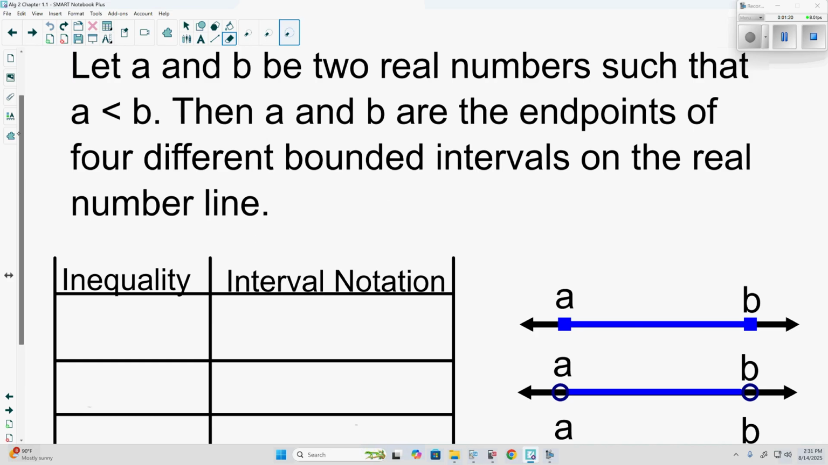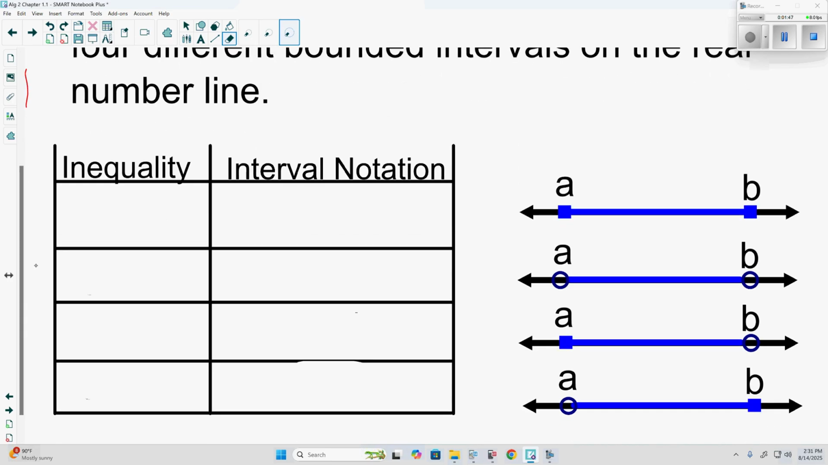And we use this A and B so that I can define any bounded interval. Any 2 points where one's to the left, the other's to the right. And that's really all it's saying. We have 2 points, one's to the left, one's to the right, and it's going to be everything in between. Because then A and B are the endpoints of 4 different bounded intervals that we could have. We use these letters to define any situation that we could possibly have.